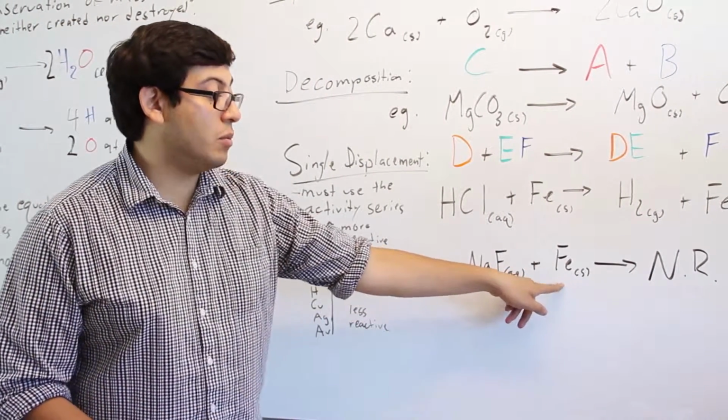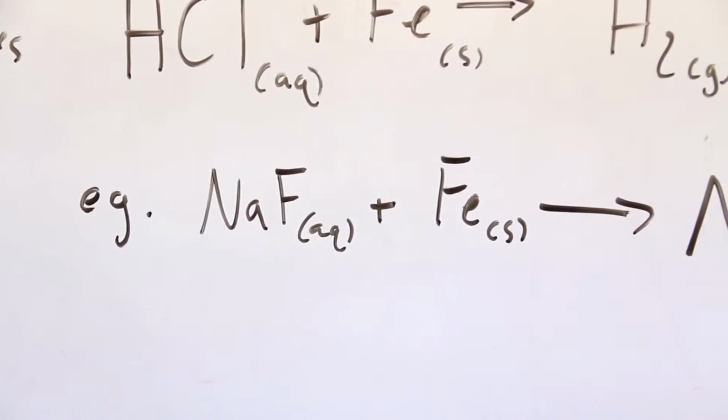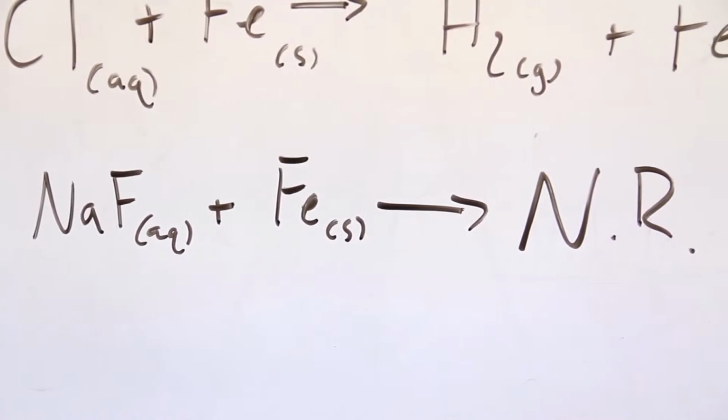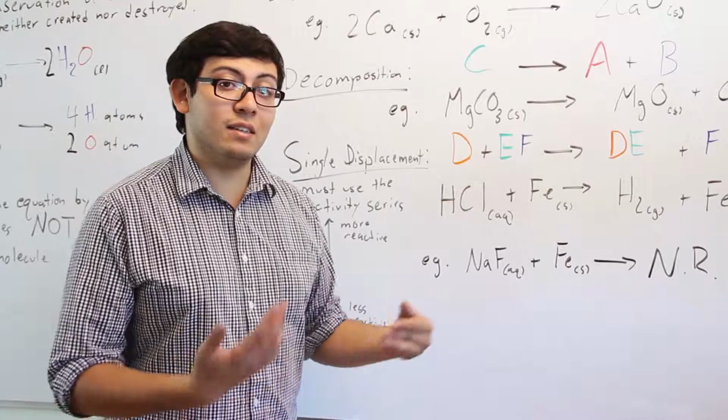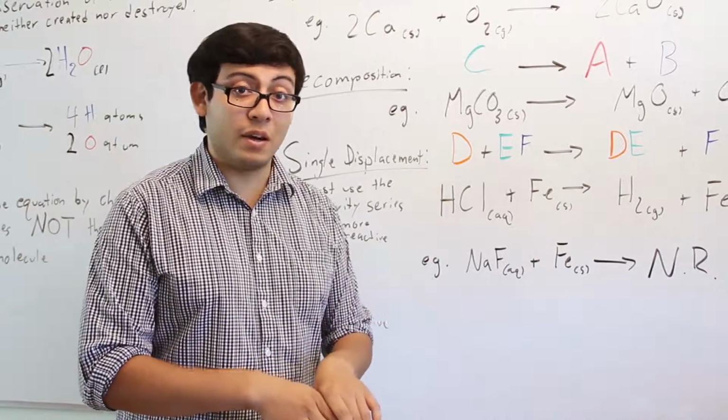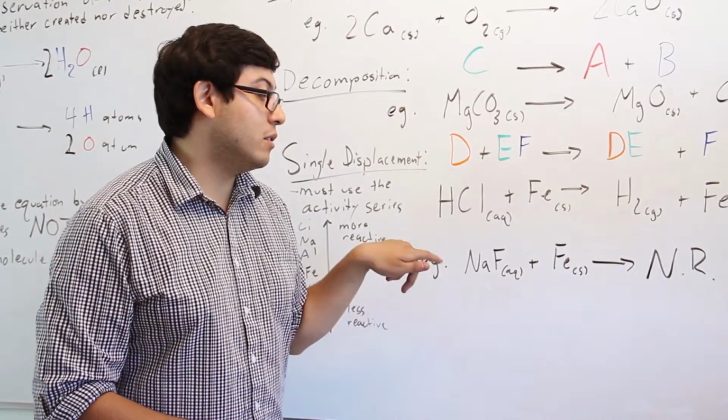So iron can replace one of 2 things, either the fluorine or the sodium. If it were to replace the fluorine, we'd end up with sodium iron, which doesn't make any sense because they're both metals and we haven't learned of anything that binds 2 metals. So it must come in and kick out the sodium.